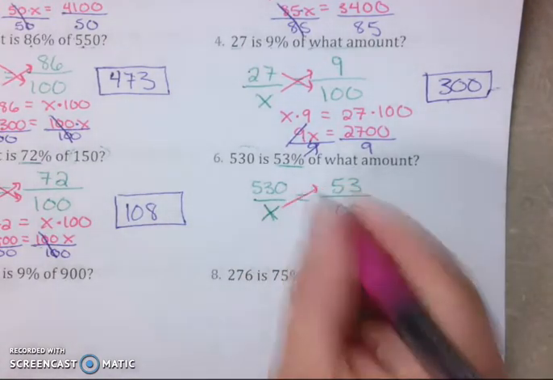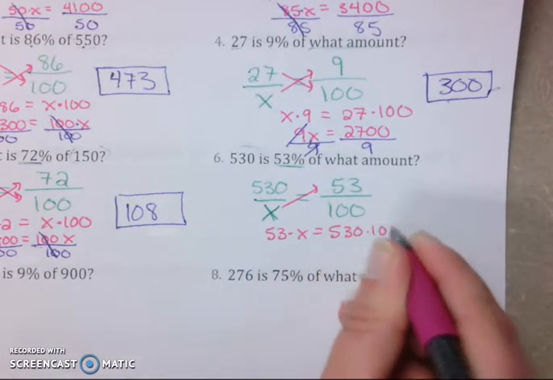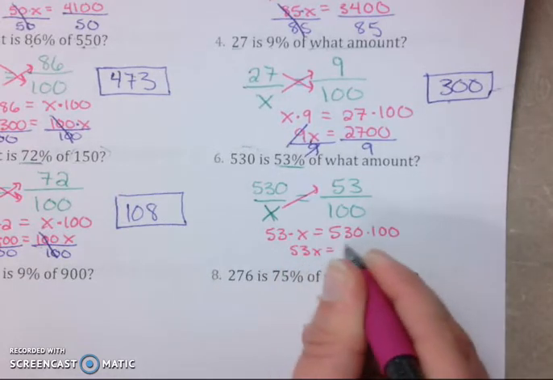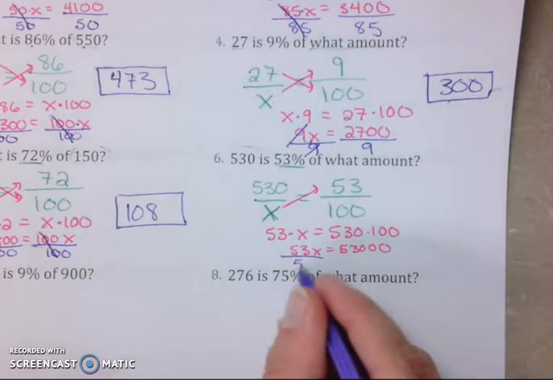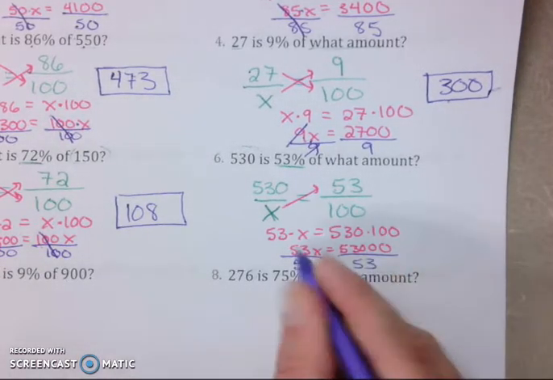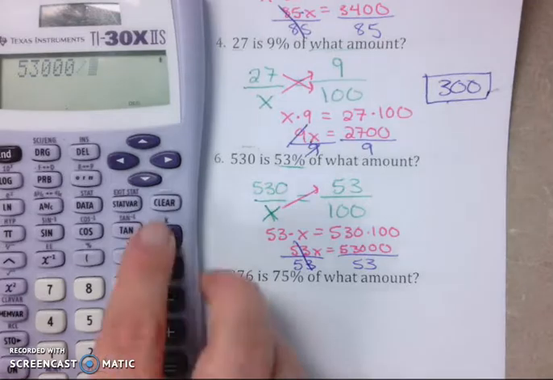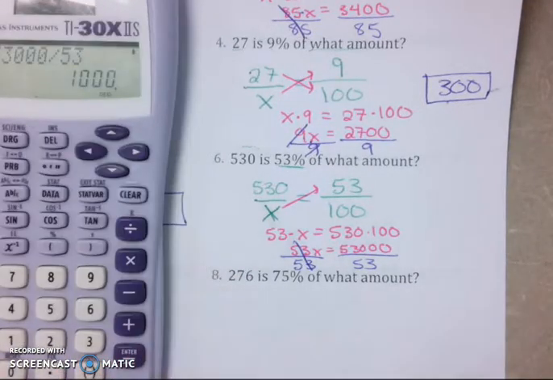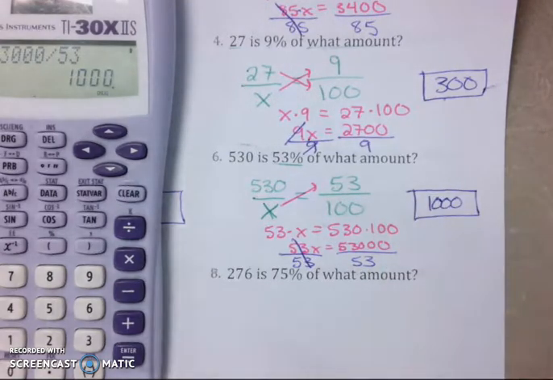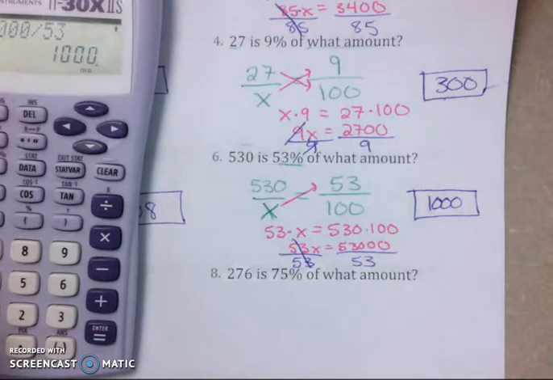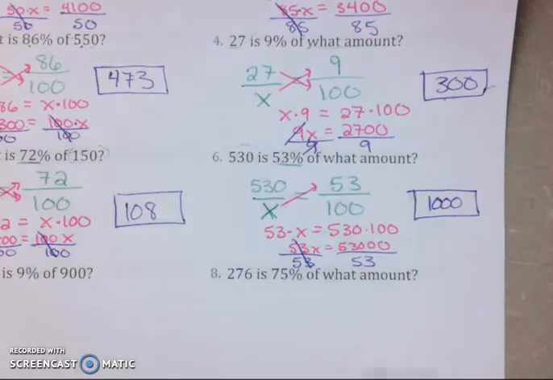Okay, cross multiply. 53 times x equals 530 times 100. So then after we multiply, we divide. So I'll show you that when you divide this by 53, you're going to get 1,000. Which makes sense. I knew it was going to be around 1,000. Alright, now for the next method. So if you do this method, go ahead and stop here. You're done with your little video review.